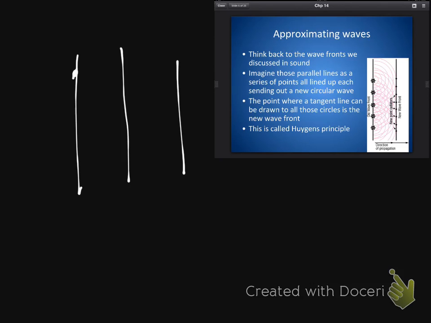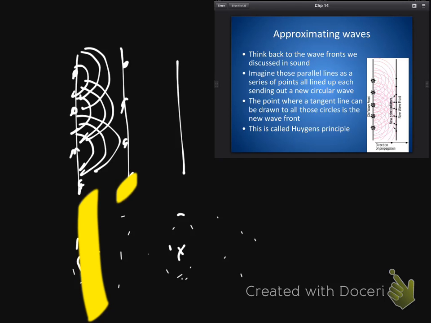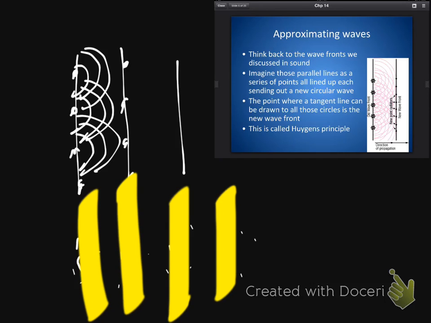If we imagine that on each of those wavefronts there are lines of little points, and each one of those is sending out its own little circles radiating from each point, we can draw a tangent line, and that's the next wavefront. With sound waves it was easy, because we've got compression, rarefaction, compression, rarefaction, and so we go, oh yeah, there's a wavefront, there's a wavefront. But it's not that way with the transverse wave.